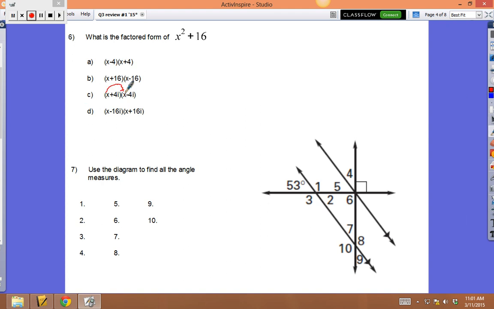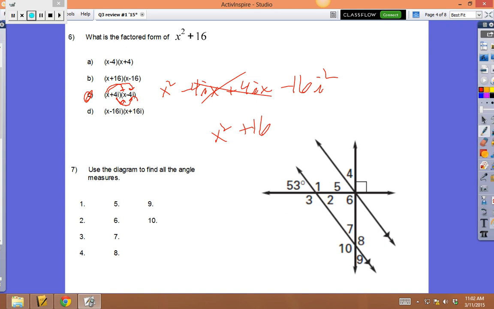X times x is going to give you an x squared. X times a negative 4i is going to give you negative 4ix. And then 4i times x is a plus 4ix. And then 4i times a negative 4i is a negative 16i squared. And i squared is a negative 1, so a negative 1 times negative 16 is a positive 16. So these zero out, and you got x squared and a positive 16. So C. So remember that i times i is a negative 1.